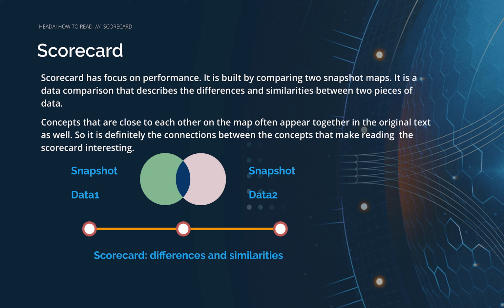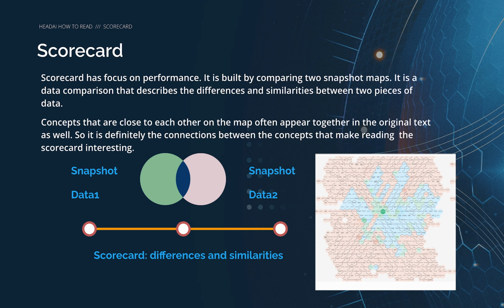Scorecard is a data comparison between two different textual datasets. It can describe the overlapping concepts and also the differences between the datasets. Headai GraphMind algorithm organizes the map so that the concept that has the highest number of appearances in the data is positioned in the center.